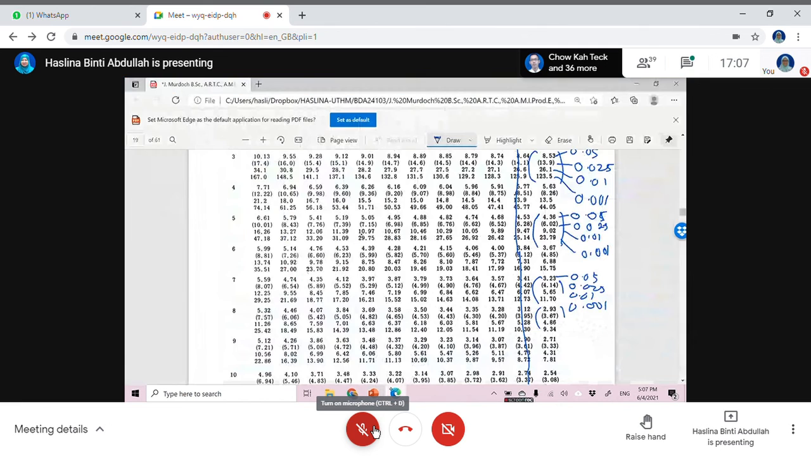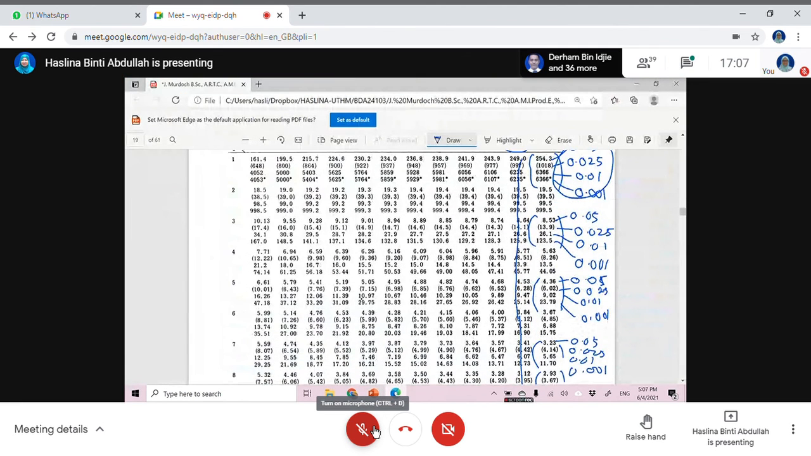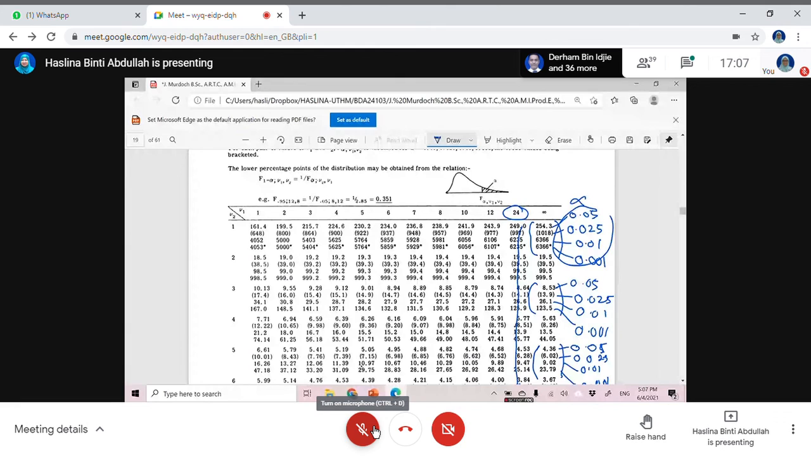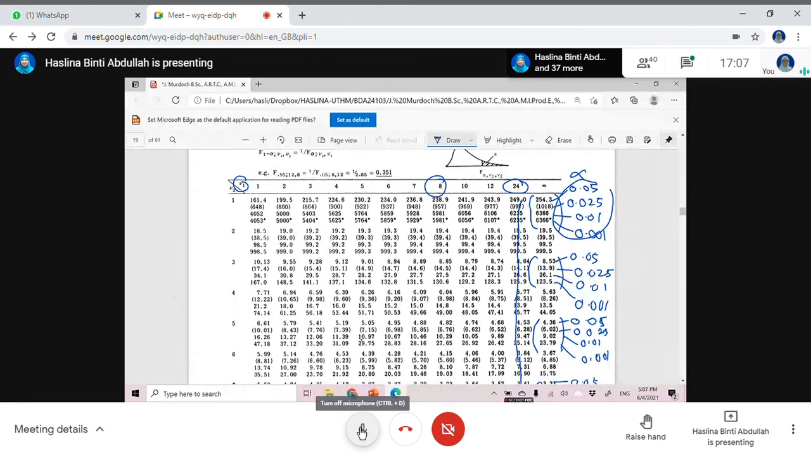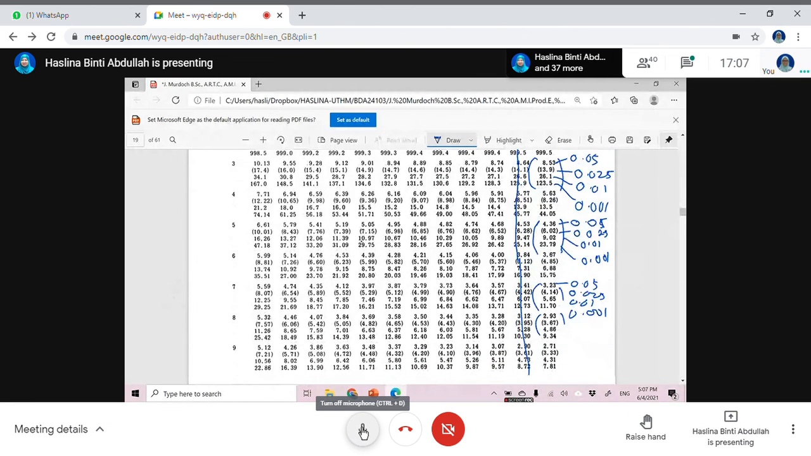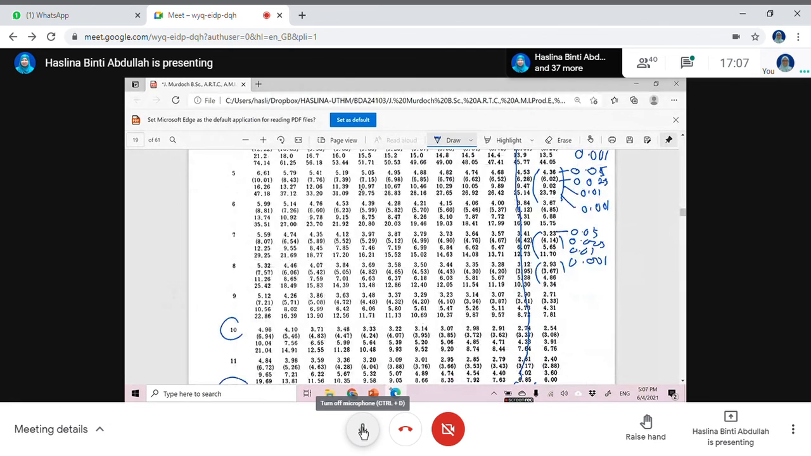Go to JMUDOC table, table 9. First step, you find the value of degree of freedom 1. What is the value for degree of freedom 1? 9. 8. What is the value for degree of freedom 2? 10. So, 10. This bracket. Jumpa tak yang ni?